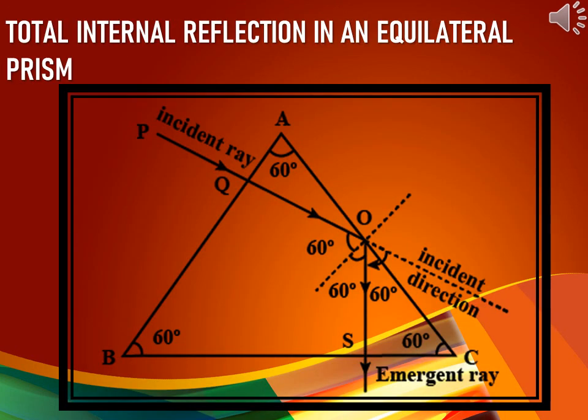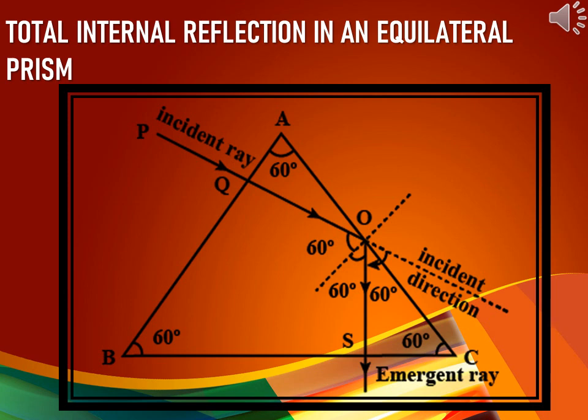The next category of TIR is through equilateral prism. A prism of each angle 60 degree can be used to deviate a light ray through 60 degree by total internal reflection. The figure shows a prism ABC of each angle 60 degree. A light ray PQ incident normally on the face AB of the prism passes undeviated as QR into the prism, and it strikes the face AC at an angle of incidence 60 degree at the point R.